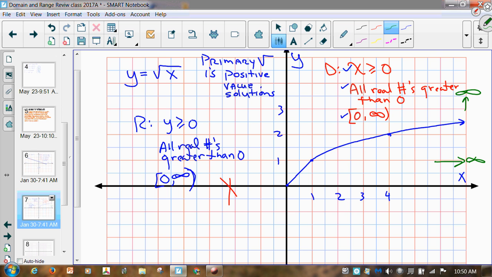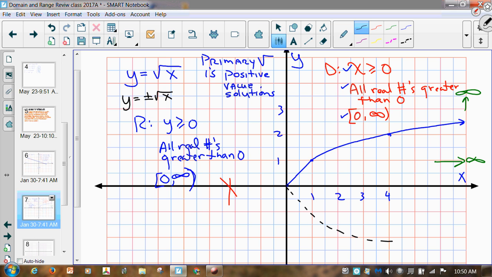Because we can only have the square root of a positive number, and we can only have, in this case, positive square roots. Now, I'll just mention while we're on this page, if this equation had been y equals plus or minus the square root of x, then we would have had a mirror image curve that goes this way. And we could have said then that the range would have been all real numbers. But let's stay where we were.